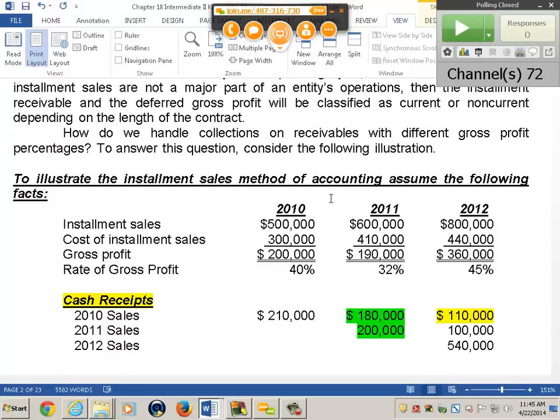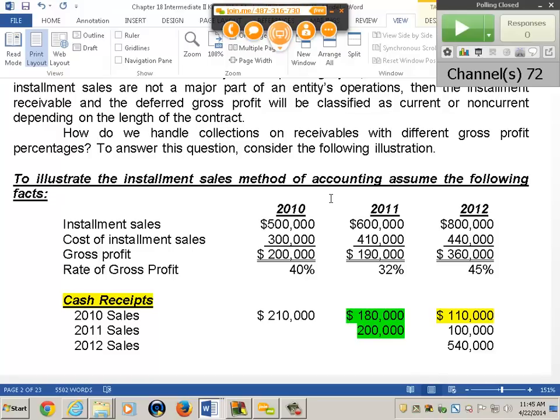How much profit would you recognize under cost recovery? Very simple principle. Nothing, right? Zero. That's why this is sometimes called a zero gross profit method, because you don't use any gross profit margin at all. It's based totally on cash. So you recognize zero gross profit.